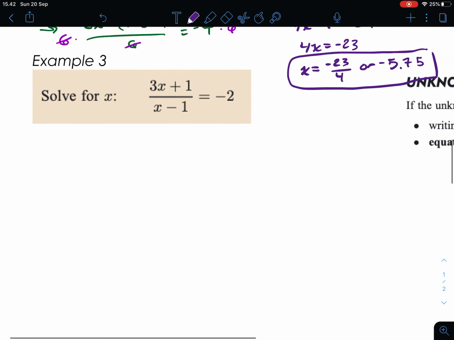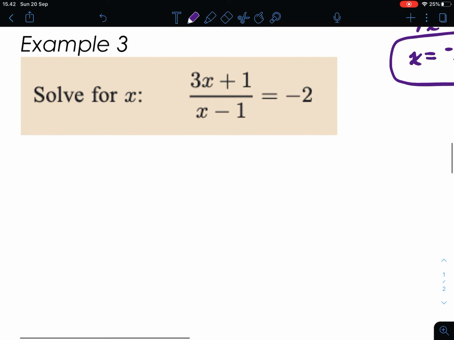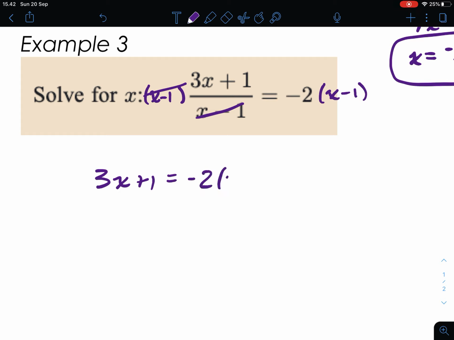Okay. Let's continue. This says solve for x. (3x plus 1) over (x minus 1) equals negative 2. Let's not freak out here. One thing we can always do when we have different denominators is multiply by the denominator on both sides. x minus 1 times x minus 1. We know that x minus 1 divided by x minus 1 is 1, so we don't have to write it. So then 3x plus 1 equals negative 2 times (x minus 1). This is a lot more manageable already.